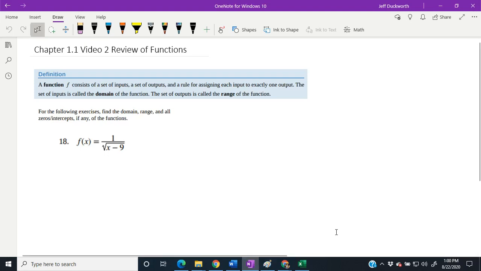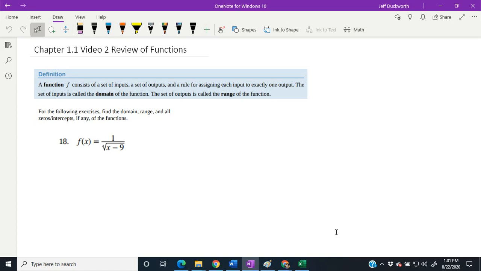All right, the second video for our chapter 1, section 1, we're dealing with the domain and range. The question asks, for the following exercise, find domain, range, and all zeros, intercepts, if any, of the following functions. So I've used one of the problems here that we're going to discuss.